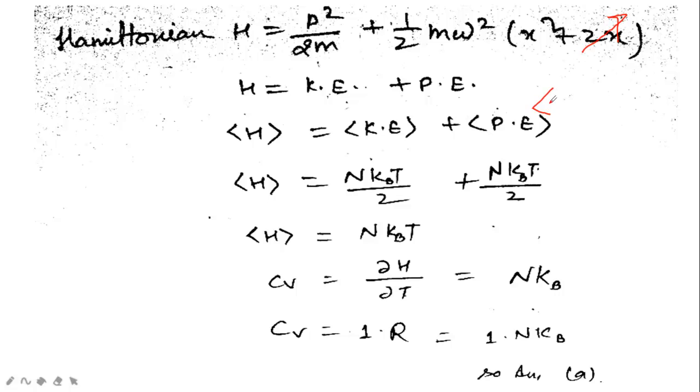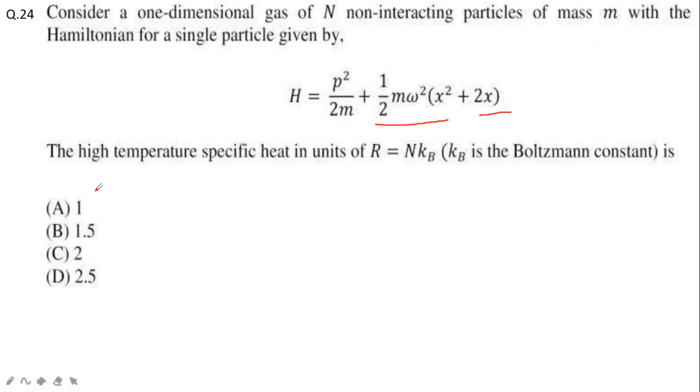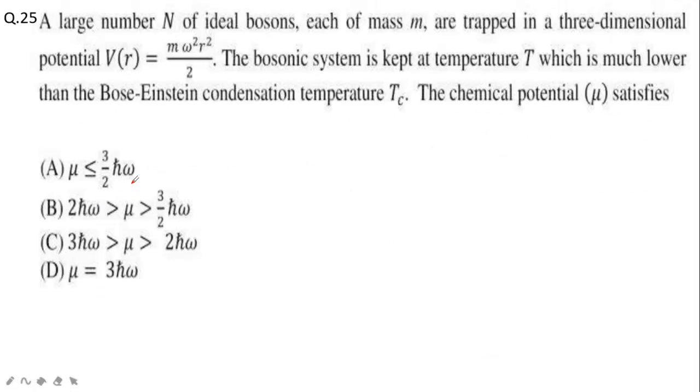y, z, I have told you guys earlier too, these contain the value 0. So this will be 0. So half n kBT plus half n kBT will be n kBT. So Cv will be n kB. So 1 into n kB. So the answer will be 1. So option number A is the correct one. Easy question it was. Moving ahead, question number 25.